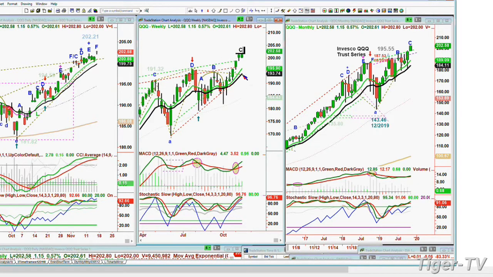Now, you can still have a pullback from a peak C between 195 and 193, and there's still nothing wrong with the whole thing. Stochastic's at 96%, and the MACD is just expanding now. That usually leaves a little room on the upside to go. Leg C in the monthly chart, very good.